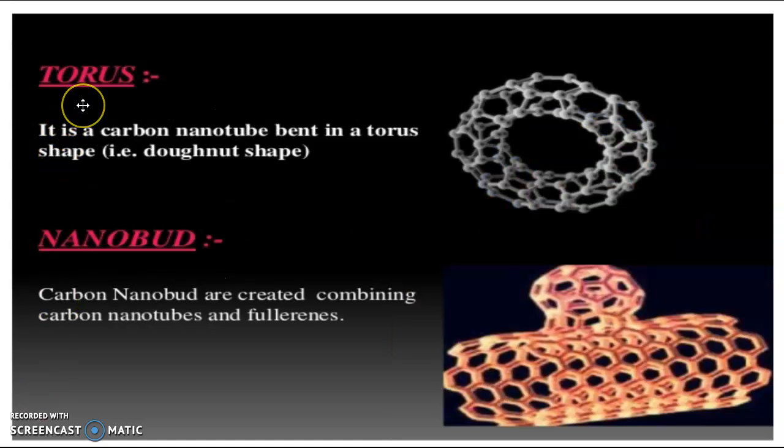Other classifications are the torus, which is a donut shape. You can see in the image, this is a carbon nanotube bent in a torus shape, which looks like a donut. The next one is the nanobud. A carbon nanobud is created by combining a carbon nanotube and a fullerene structure. This spherical structure is called fullerene, which looks like a bud on a tree or plant. Hence it is named nanobud.